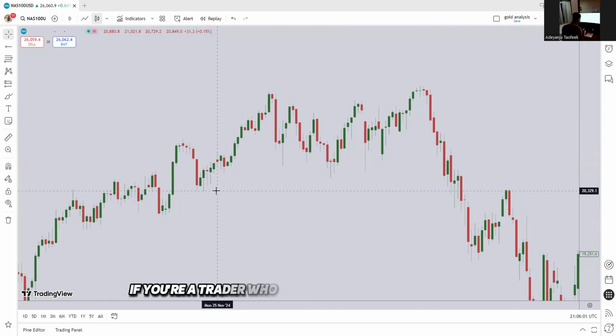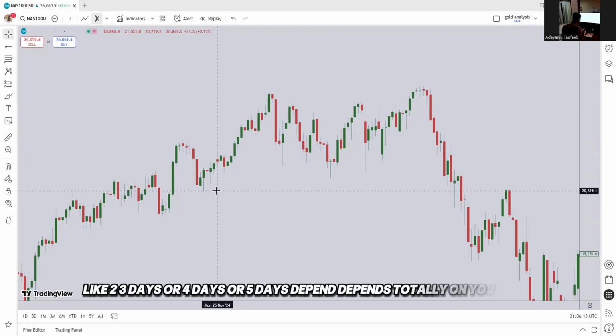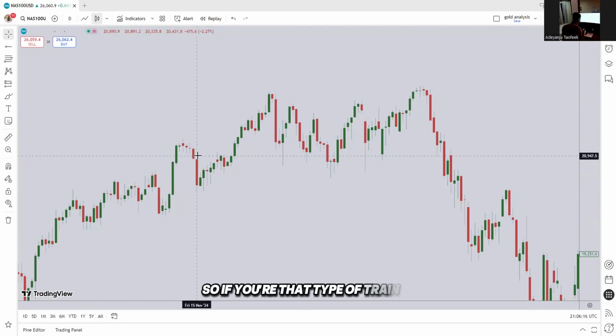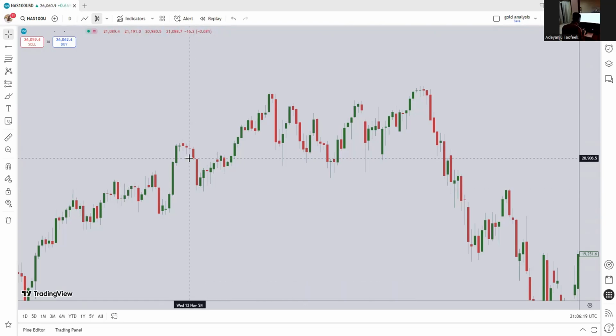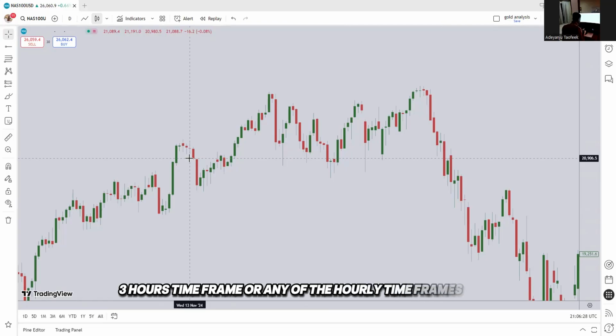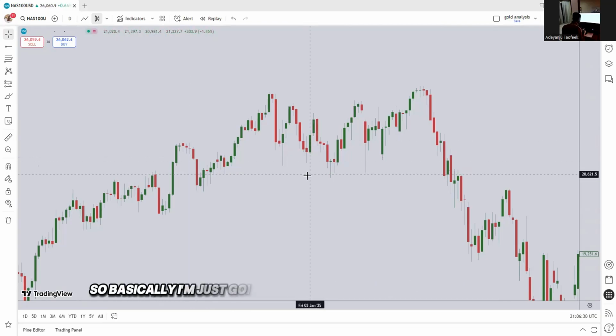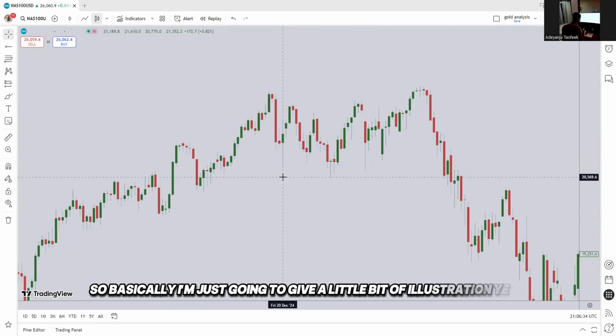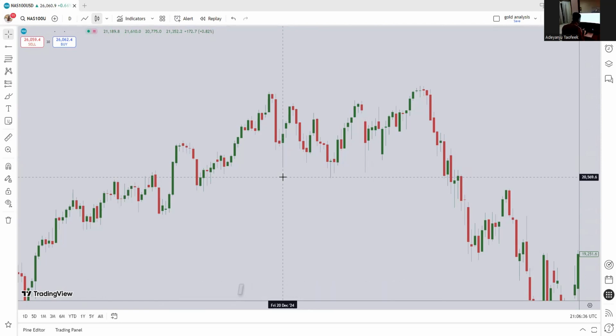If you're a trader who wants to put your trade for as many days as possible, like 2, 3, 4, or 5 days, depends totally on you, right? If you're that type of trader, you can use the daily time frame. But if you prefer to do intraday, you could use the 1 hour, 3 hours, or any of the hourly time frames. So basically, I'm just going to give a little bit of illustration. Like I said before, the market is a printer. It prints money, right? Money comes into the market, it prints it on the chart.